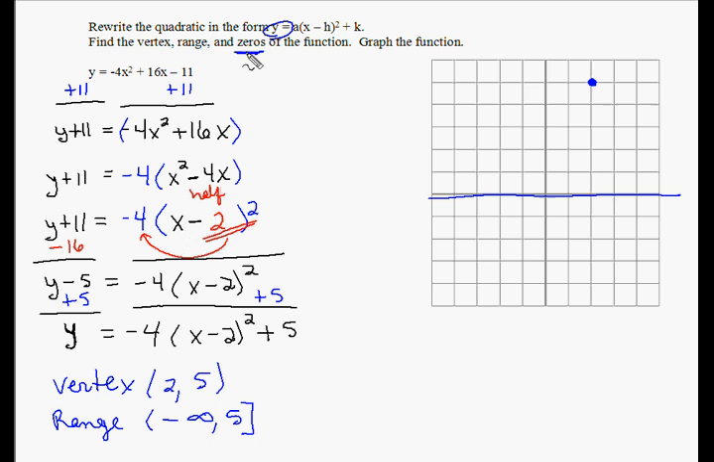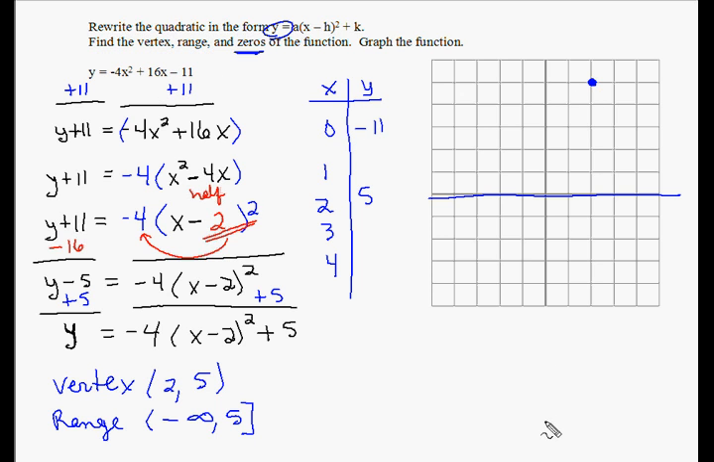Now, another thing they wanted besides the graph was zeros. So if we were to graph this and make our little XY table, see if I can fit that in here somewhere. I'd put this vertex, 2, 5, in the middle of my list, and then do numbers smaller and larger: 1, 0, 3, 4. Then I would put these numbers into the original. Putting in 0 is pretty nice, because 0 squared is 0 times negative 4 is 0, plus 16 times 0 is still 0. So my y at 0 is negative 11.